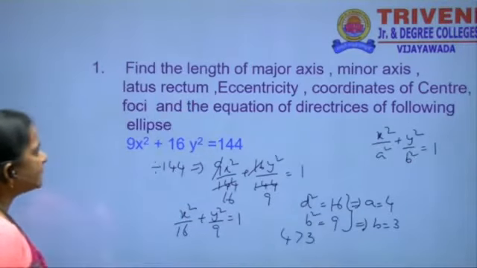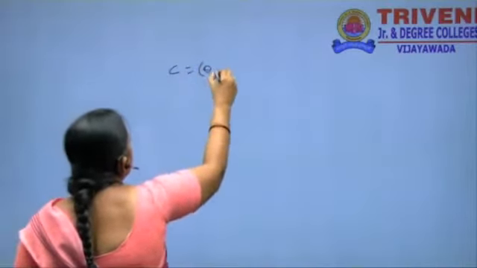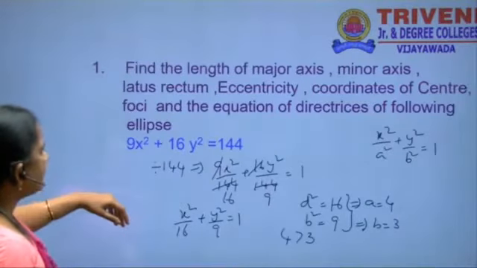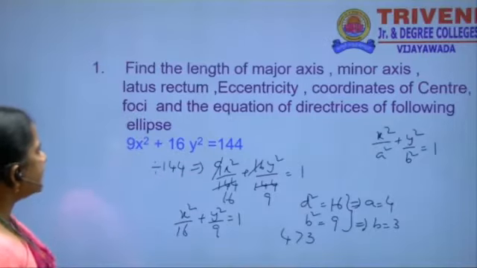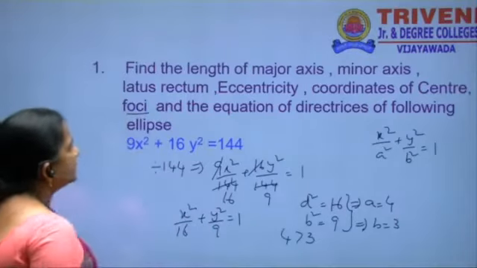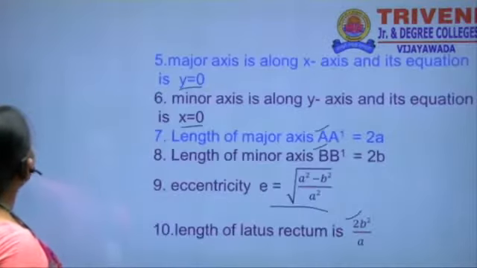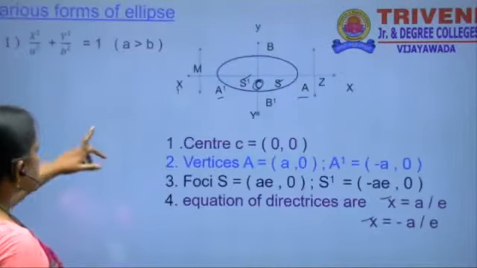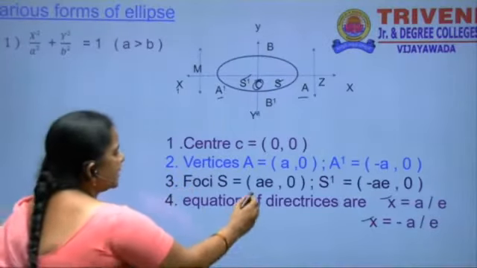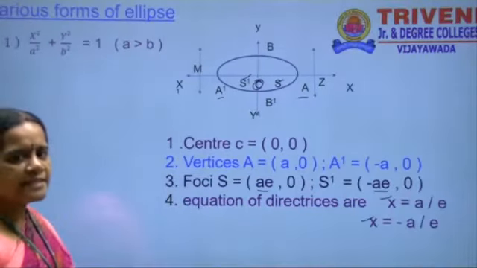Then we have to find the center first. Center of the ellipse is 0, 0. And we have to find the length of major axis, minor axis, eccentricity, latus rectum and foci, and the equation of the directrices. What are the formulas here? We have to write here. Center 0, 0. They ask here for foci. Foci are AE, 0 and minus AE, 0. Here e is the eccentricity.